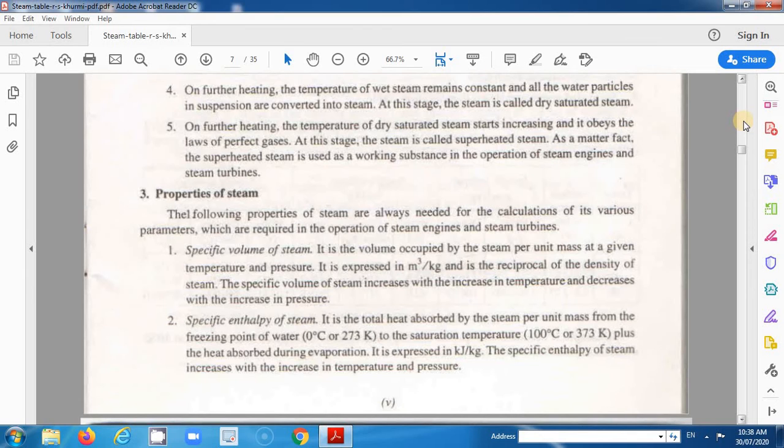So try to clearly understand what the specific enthalpy of steam is. Once again, it is the total heat absorbed by the steam per unit mass from the freezing point of water to the saturation temperature plus the heat absorbed during evaporation. It is expressed in kilojoules per kg. This sentence is important: the specific enthalpy of steam increases with the increase in temperature and pressure.